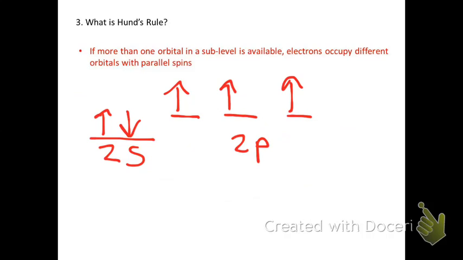Now, once we have at least one electron in each one of those p orbitals, then we're going to come back to our first p orbital, and we're going to fill in an electron with an opposite spin. We're going to keep on doing that until we fill up all of those p orbitals, to follow Hund's rule. So let's go back and see if we can make an orbital diagram for the element oxygen.